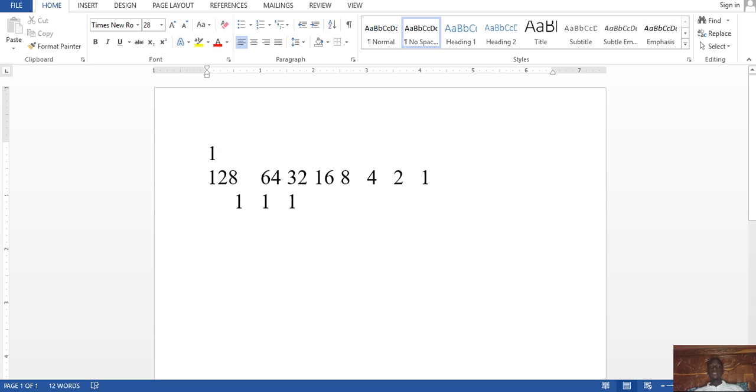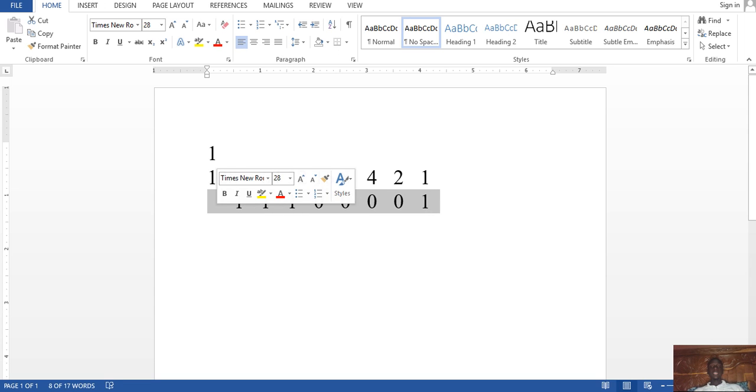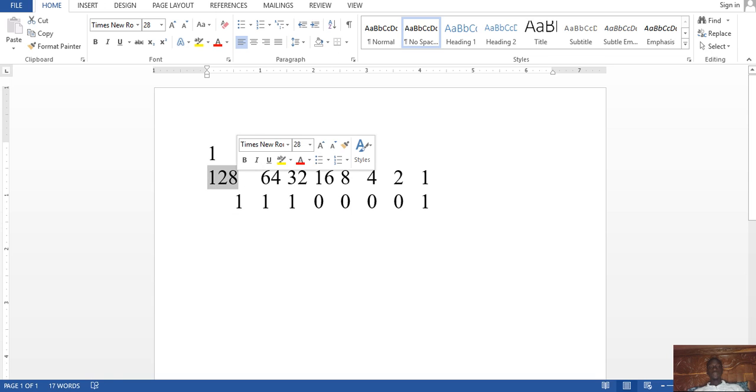Now can 16 be subtracted from that 1? It cannot be. Can 8 be subtracted? No. Can 4 be subtracted? No. How about 2? No. But can 1 be subtracted from 1? Yes, it can be subtracted. So immediately, this is exactly what we're looking for. So what you do is make sure that you subtract and then you subtract.